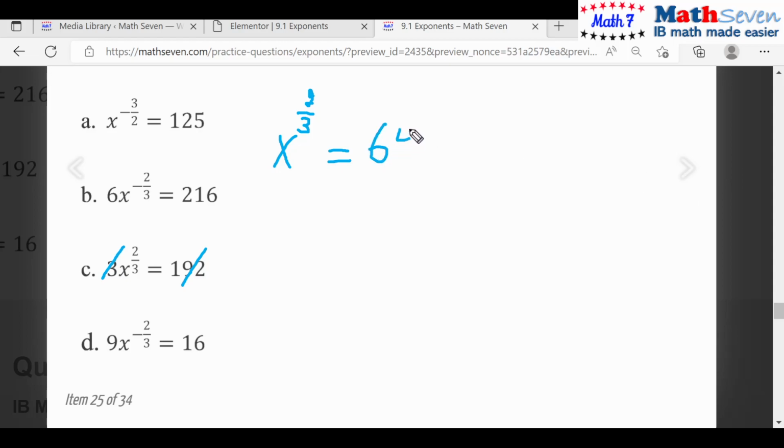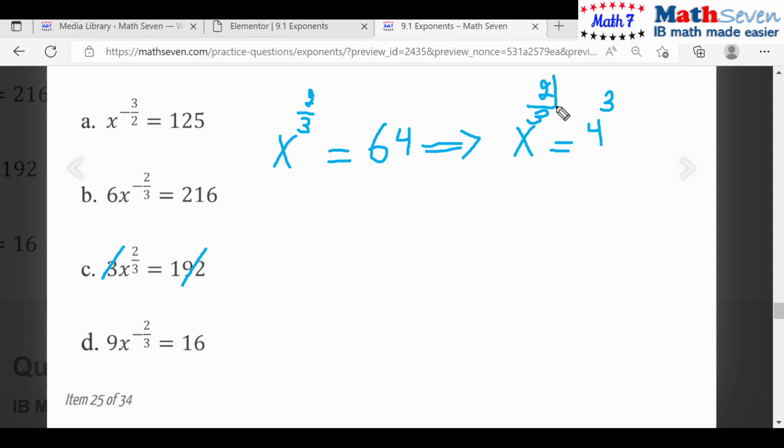Now, what is 64? 64 basically it is 4 to the power of 3. You're gonna tell me, why did you pick 4 to the power of 3? Why didn't you pick 8 to the power of 2? So that I can cancel with this one. Take a look what's gonna happen. Look. So this is gonna be like this. X to the power of 2 over 3 equals 4 to the power of 3.